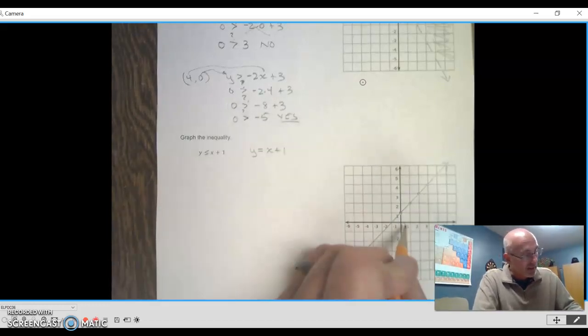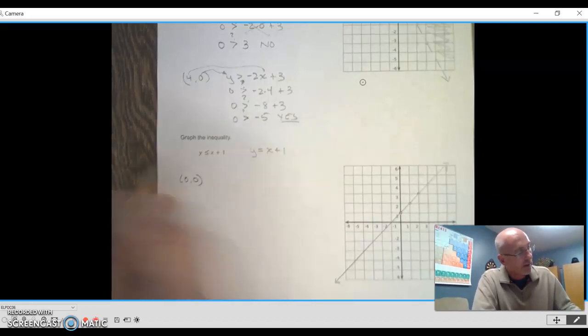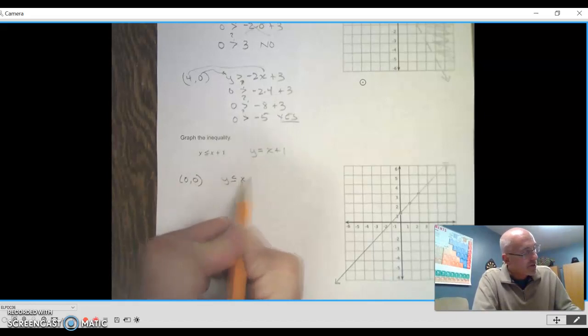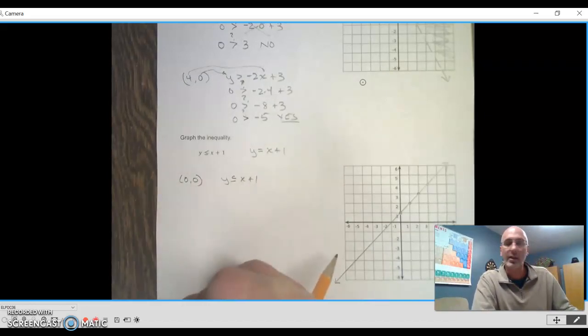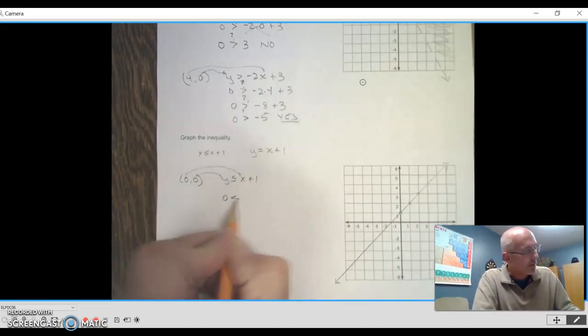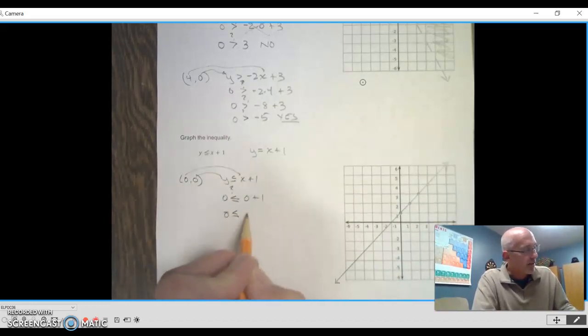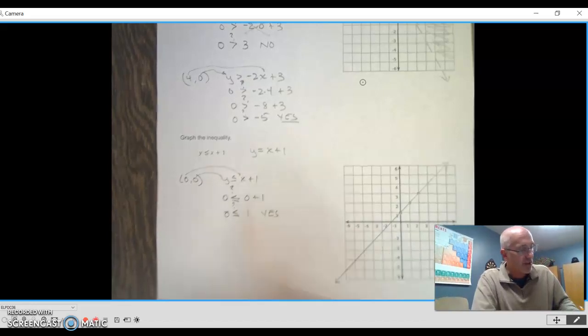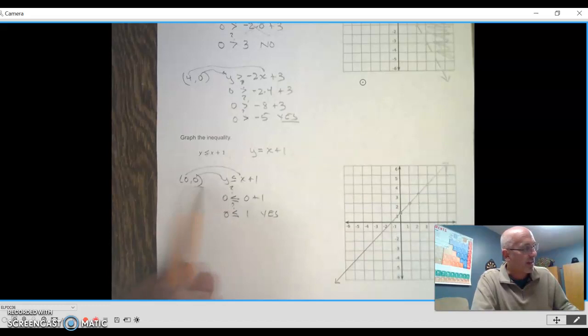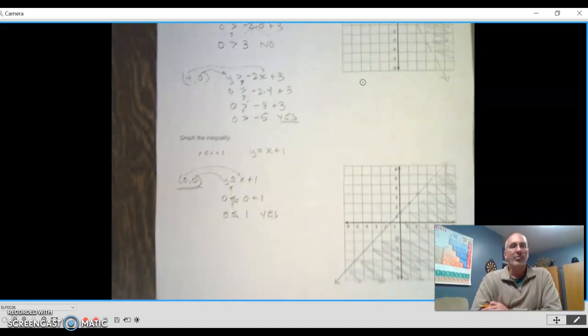So because I love the point 0, 0, I'm going to put that in. So I am going to start with my original inequality, y is less than or equal to x plus 1. I am going to plug in the appropriate values, and I'm going to ask myself, is that true? Is 0 less than or equal to 1? Yes. So that means the side that contains the point that I selected is the side that I shade in. So every point on this side of the line, and including that line, will be a solution for that inequality.